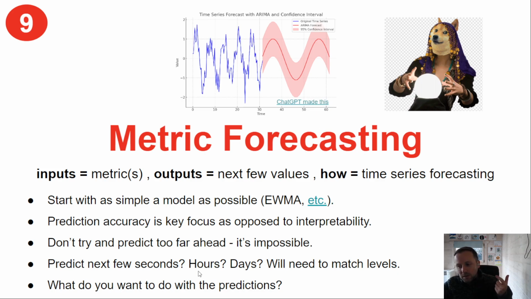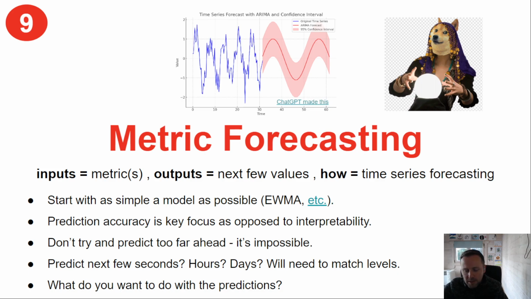And obviously you need to match your data to the horizon you're interested in predicting. You can't use second level data to predict hours in advance. You have to aggregate first, so it all has to be at the same granularity. So yes, forecasting is valid, but you don't just blindly try and forecast everything. That's the one little tip there: be a bit more thoughtful about how you use it.